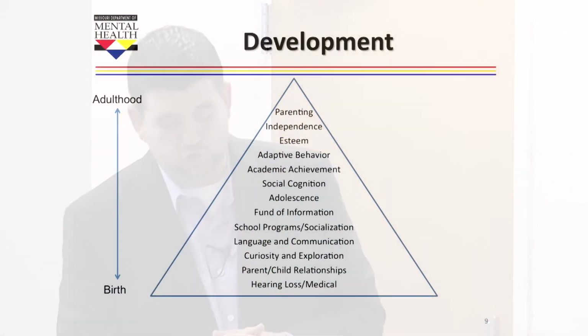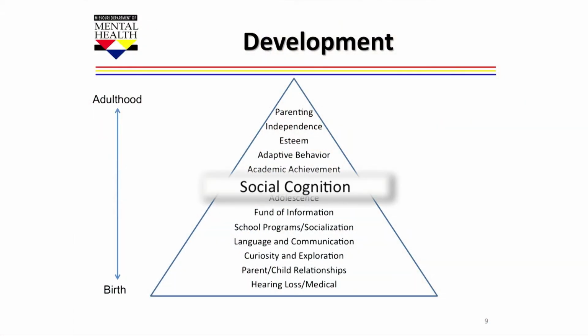The next stage is social cognition. This stage is particularly important for later stages in development. This involves observing others and mimicking those behaviors. How is that deaf and hard of hearing person treated by their peers, by their family, by adults they interact with, and thusly, what types of behaviors do they then take from that and mimic?